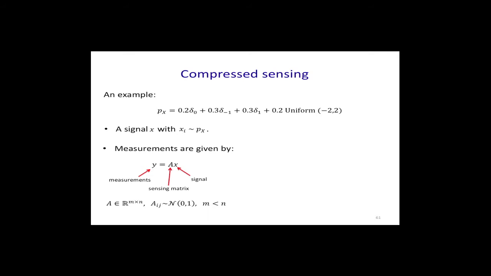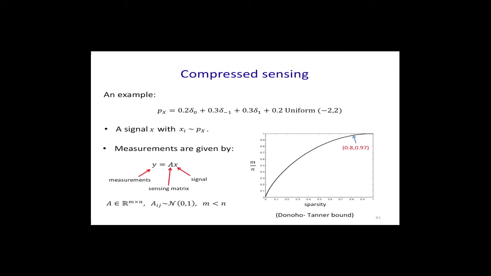Now, if you open any book or paper on compressed sensing, there is some citation to the Donoho-Tanner bound, which gives you a fundamental limit for compression. On the y-axis, you have the compression rate, the number of measurements divided by the number of unknowns. On the x-axis, you have sparsity, the fraction of non-zero entries. It says that if you are in the region above this curve, you can do exact reconstruction. So if you have more non-zero parameters, you need more measurements.